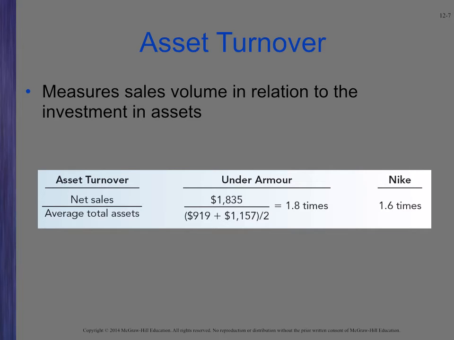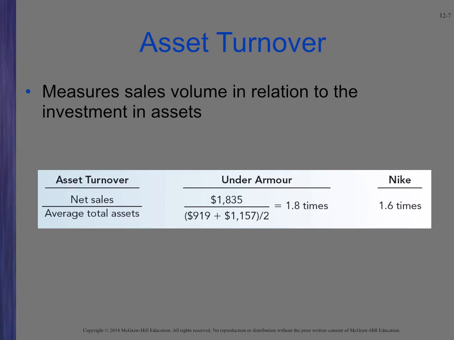Now let's look at the other indicator of profitability, the asset turnover. It measures sales volume in relation to the investment in assets. We calculate asset turnover as sales divided by average total assets. Don't forget, we're always using average total assets in this ratio. How do we calculate average total assets? Ending total assets plus beginning total assets divided by 2.